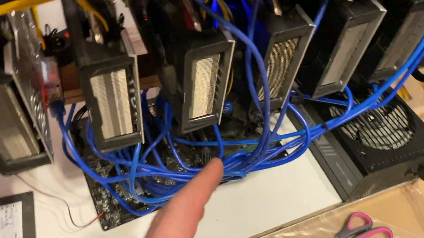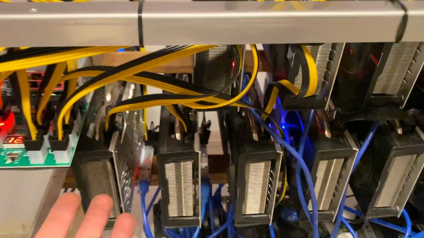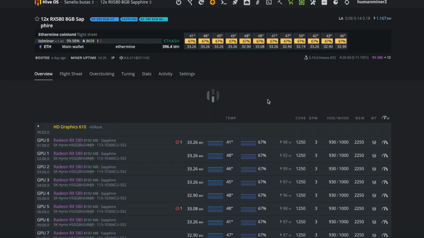Hashtag first try. Nice, looks like every single card is spinning. Now I just need to connect it to the SSD, turn on the Hive and see what hash rate we get from the 12 cards that we have over here. Here, it's a bit buggy.